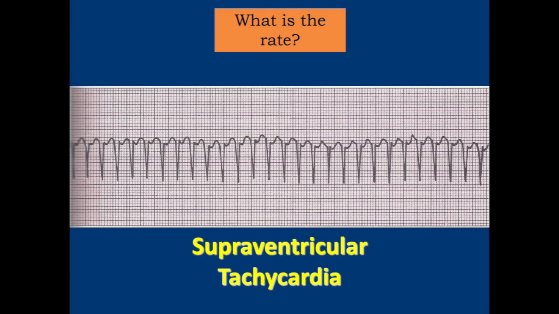See if you can figure out the rate here. You can see we're pretty darn close to 300 beats per minute. Heart's not getting enough oxygen and getting rid of waste and getting the nutrients, the ATP it needs to fire the cells.